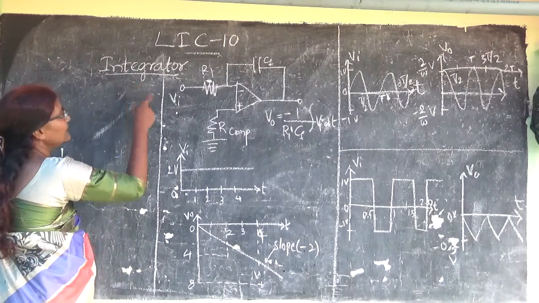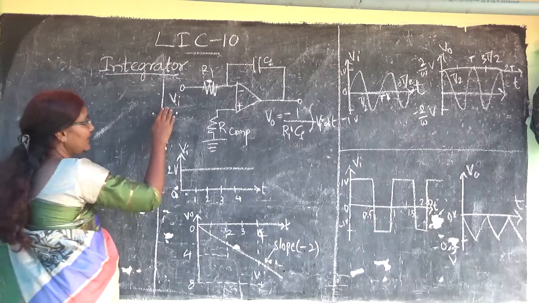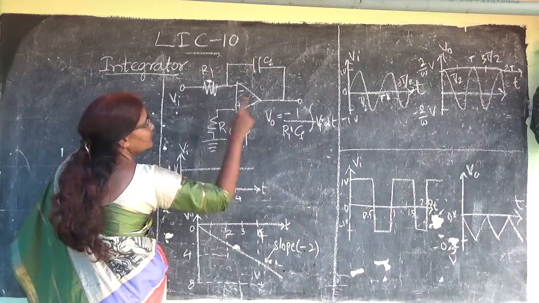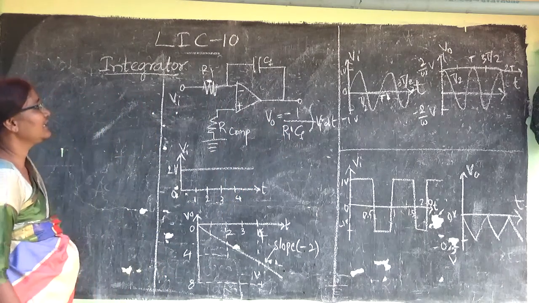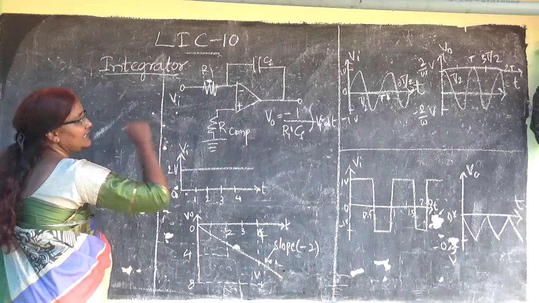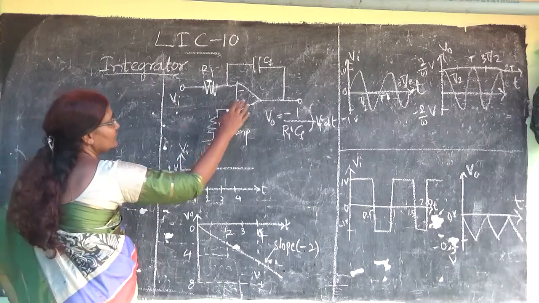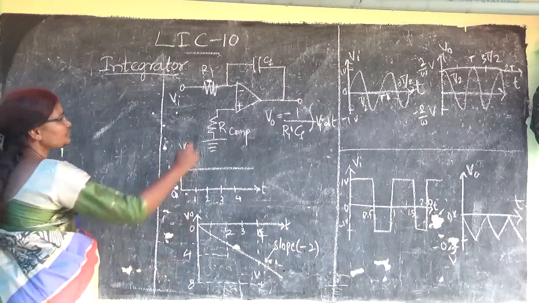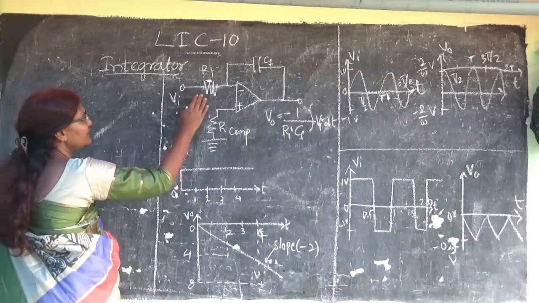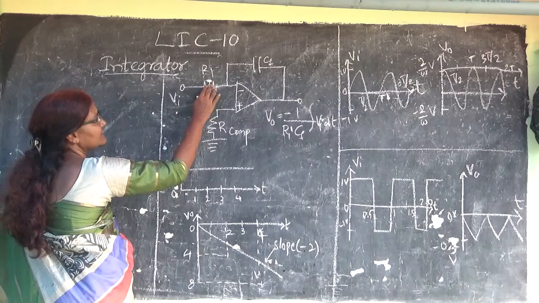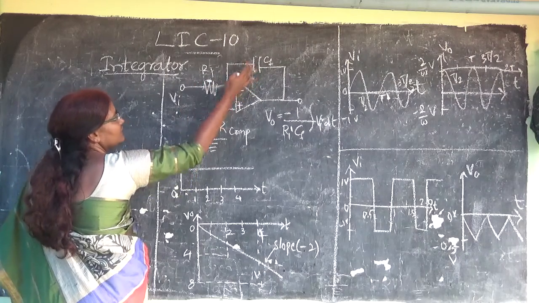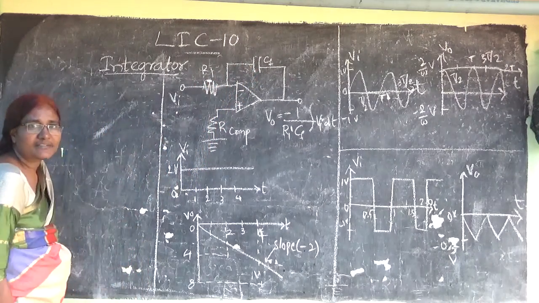And now the integrator is a circuit. If you give an input, then you will get the integral of that input at the output. So this is an integrator, and it is possible to get the integral of any signal if we use the op amp. Here only the interchanging of the resistor and capacitor will take place. In the previous differentiator, here the capacitor is existing, here the resistor. But here the capacitor will go to the resistor's place and the resistor will come to the capacitor's place.